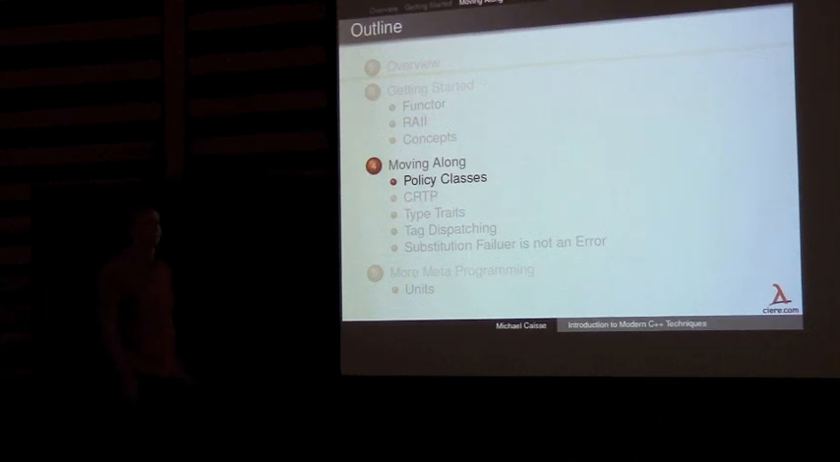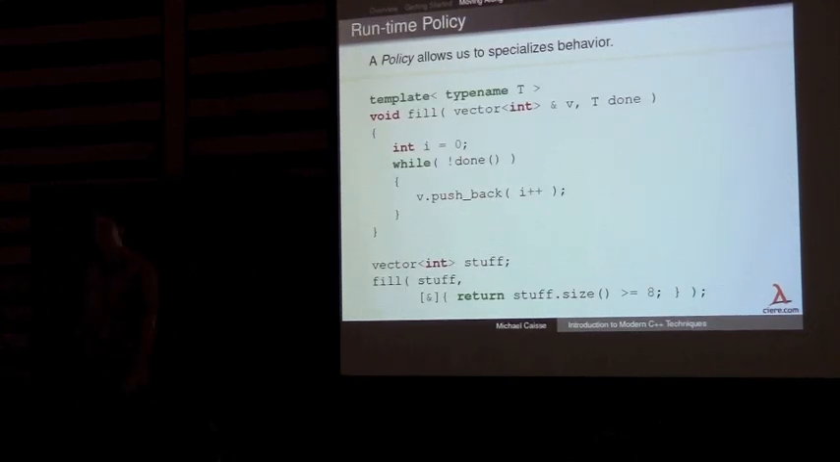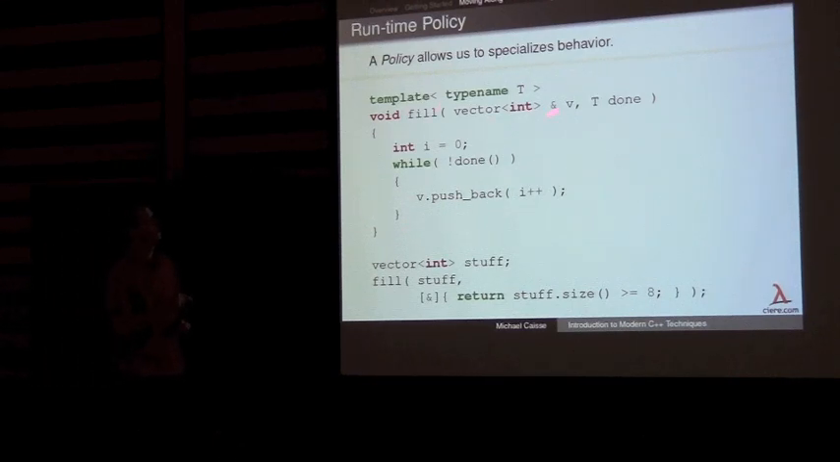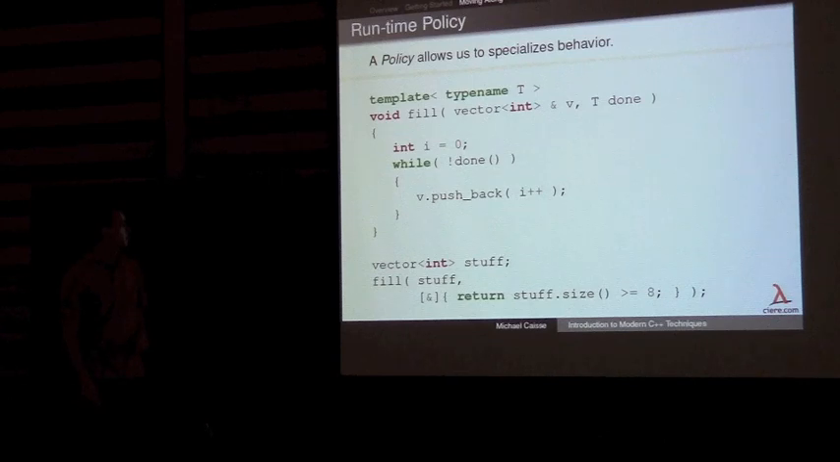All right, let's talk about policy classes. If you were in the Lambda talk, we had this as a policy. We had this fill method. And fill took a vector by reference and this some type that we called done. And while we were in this loop, we were checking to see whether we were done or not. And if we weren't done, we were just going to push back i and then increment i. And when we called fill, we created this lambda expression, became an object that was this done object. And what does it do for us? It looks at stuff.size, and is stuff.size greater than or equal to 8?